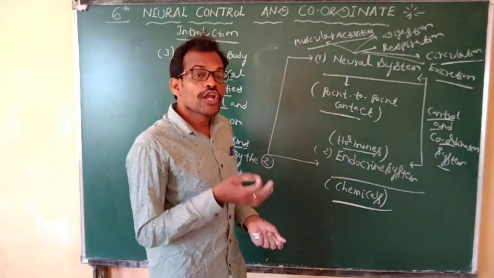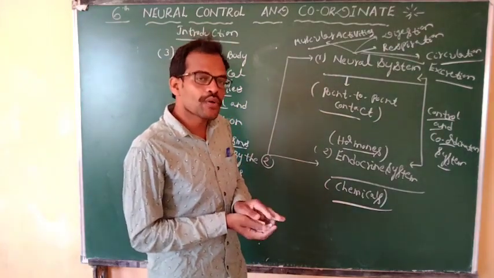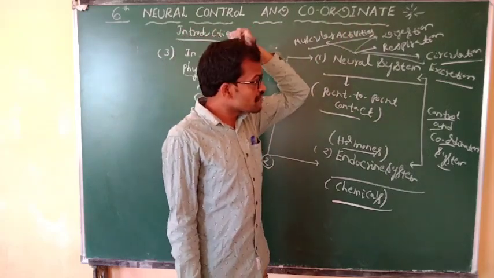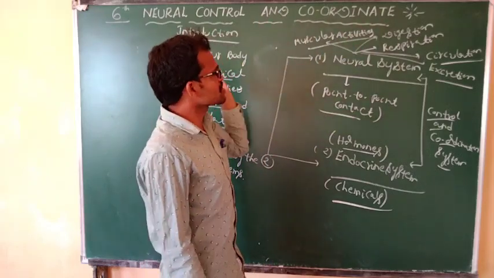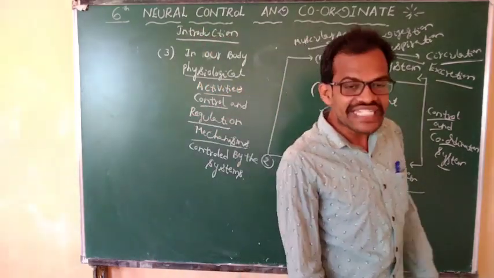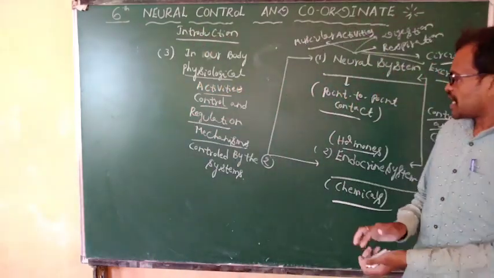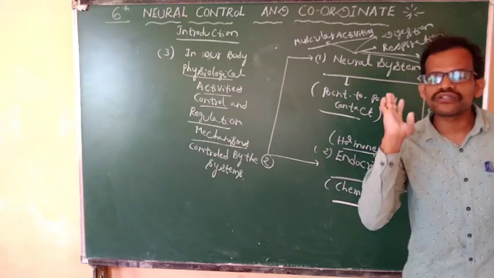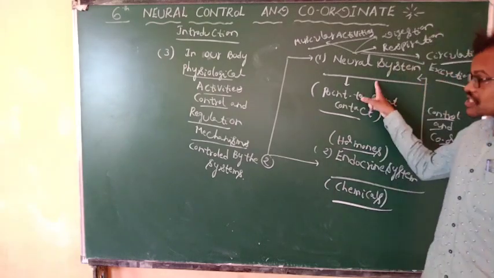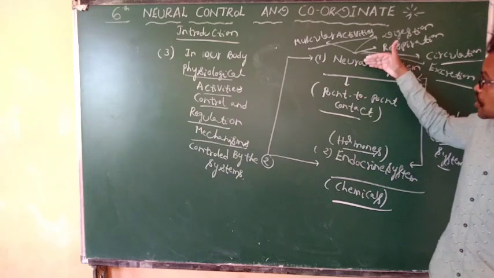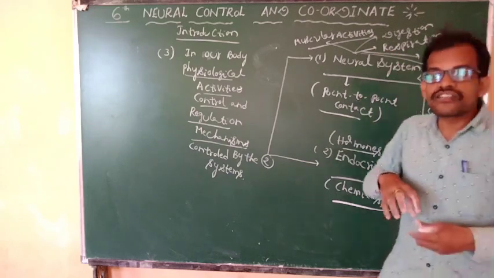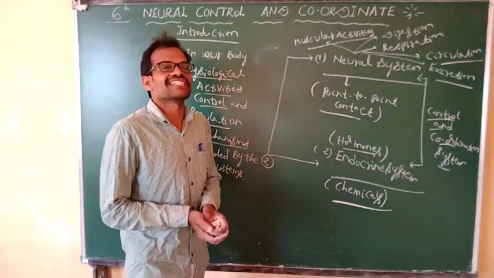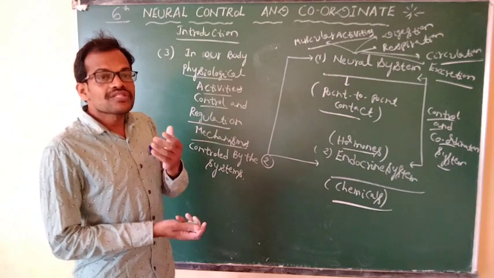And the endocrine system also controls digestive, respiratory, circulatory, excretory functions, and muscular activities. The neural system is a fast response, while the endocrine system is a slow response. Both are coordinated; both interact with each other.